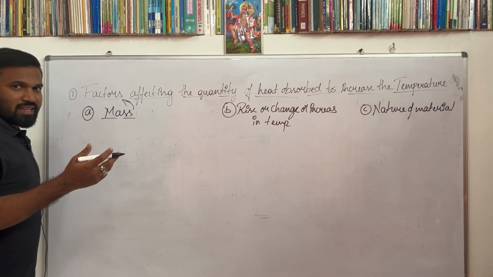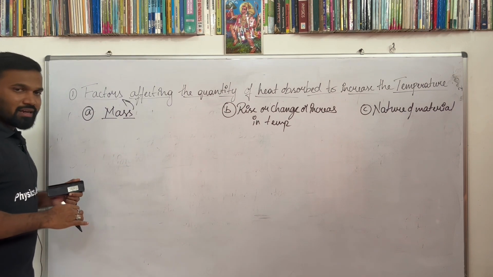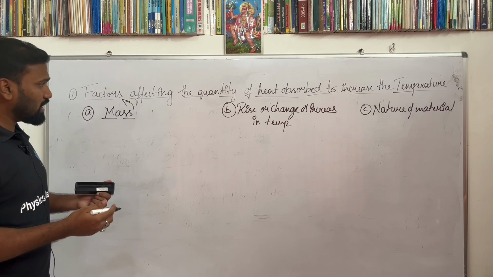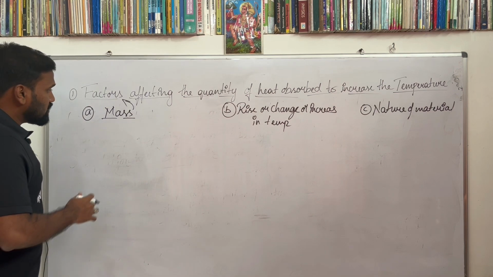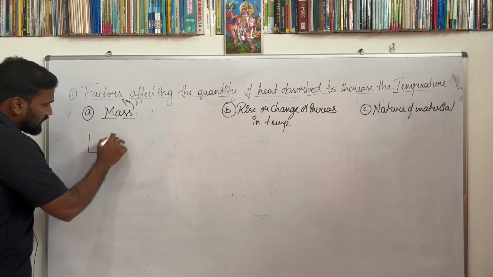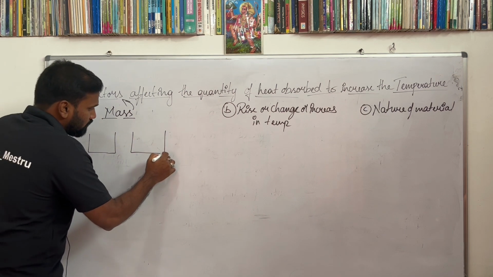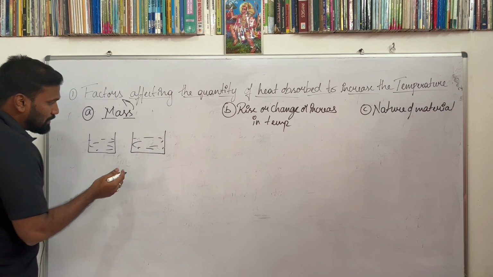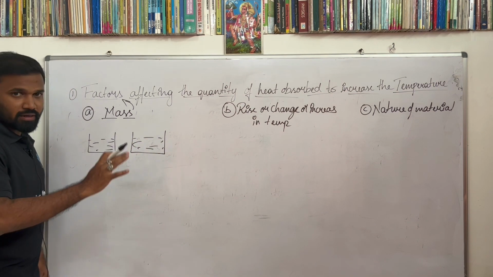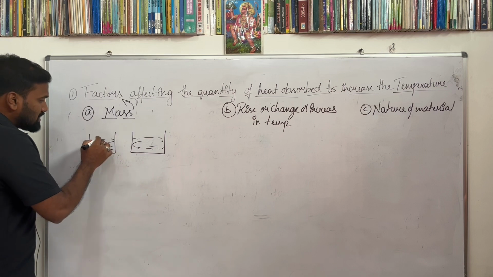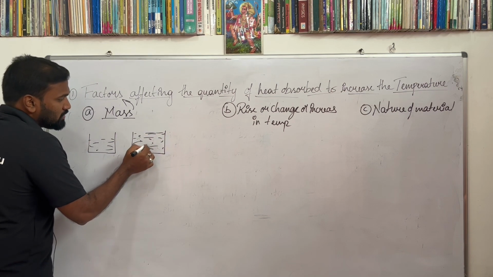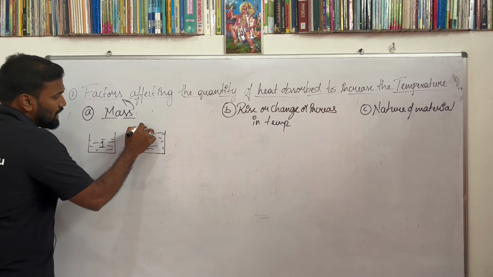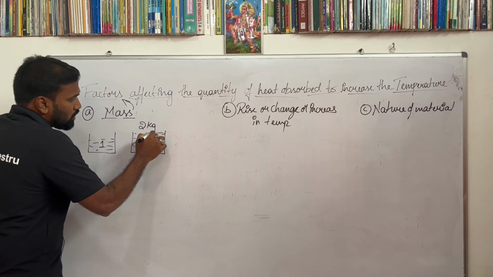So let us take an example. Why? Because these are all theoretical concepts which we need to understand, hence we have to consider some examples. Without examples it is very difficult to understand. Let us take 2 beakers of water, and the mass of water present in the 2 beakers is different. Consider this is beaker 1 and this is beaker 2. In beaker 2, there is 2 kg of water.